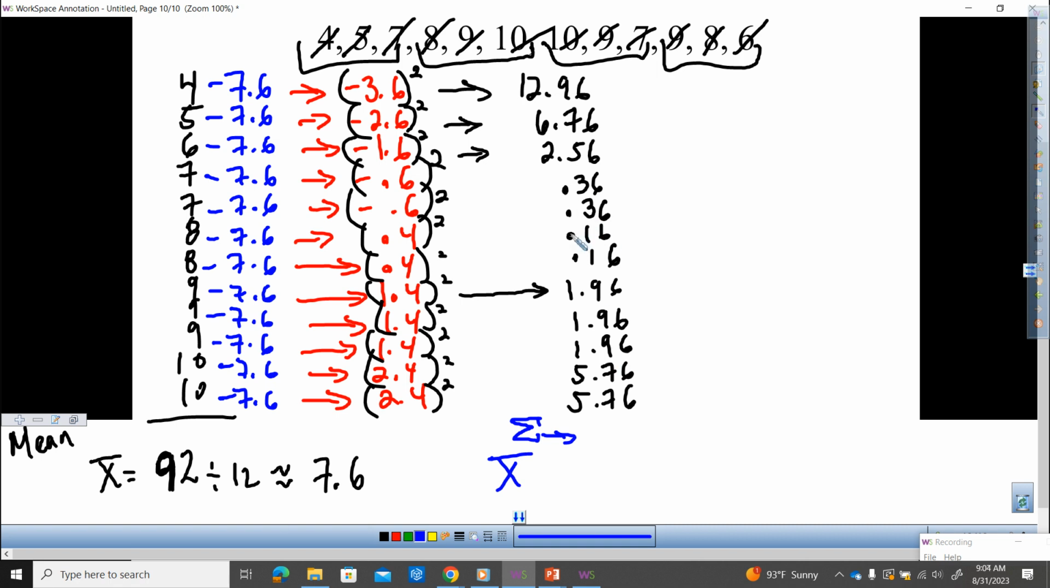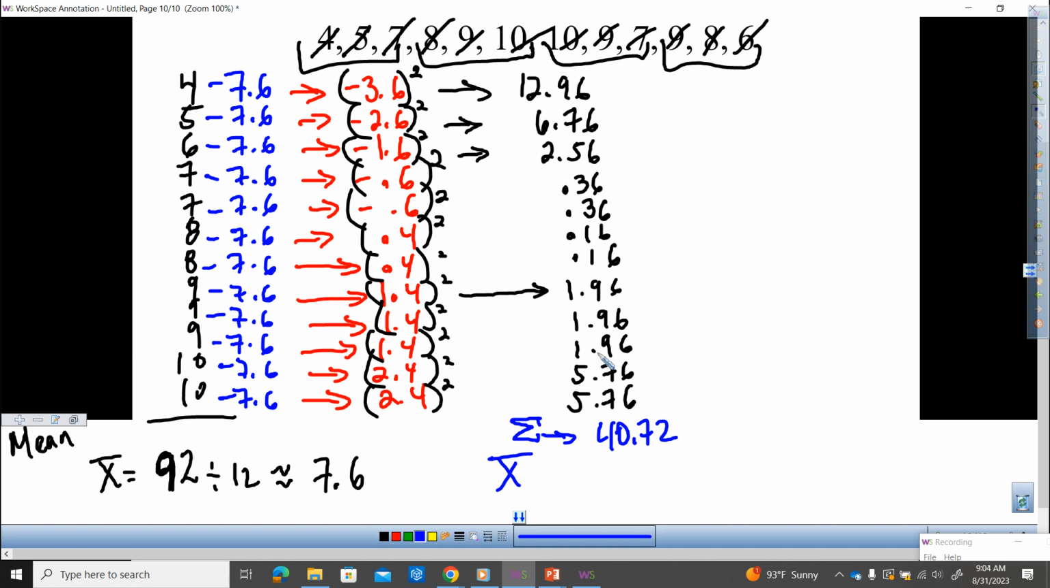Plug that into your calculators. 12.96 plus 6.76 plus 2.56 plus 0.36, 0.36, 0.16, 0.16, 1.96, 1.96, 1.96, 5.76, 5.76. What is the sum so far? Who's got it? What is it? 40.72. Let's see, 12, 20, 30, yeah, looks about right.